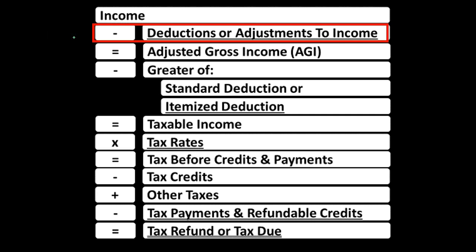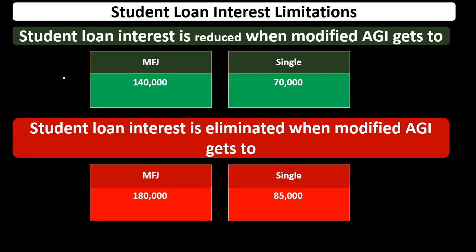With regards to our income tax equation, we're going to be looking at the deductions for adjustments to income, as opposed to the deductions down here, standard or itemized deductions. You'll recall that we had some limitations on the amount that will be deductible with regards to these thresholds.